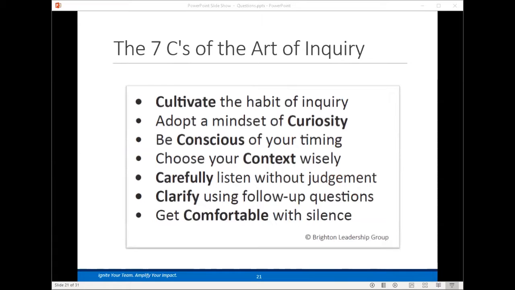And I say that because how many times do people listen with the intent of responding versus listening with the intent of hearing? And that's very different. And it's interesting, as I've challenged leaders with that, are you listening? You can be quiet, but are you listening because you're waiting to respond? Or are you listening because you truly want to understand?